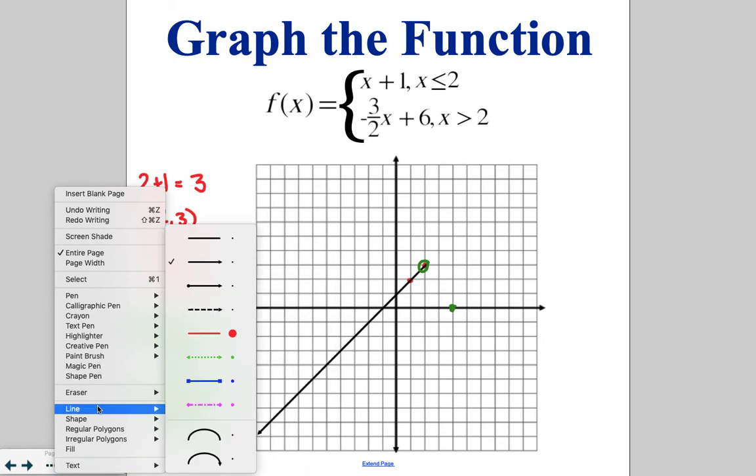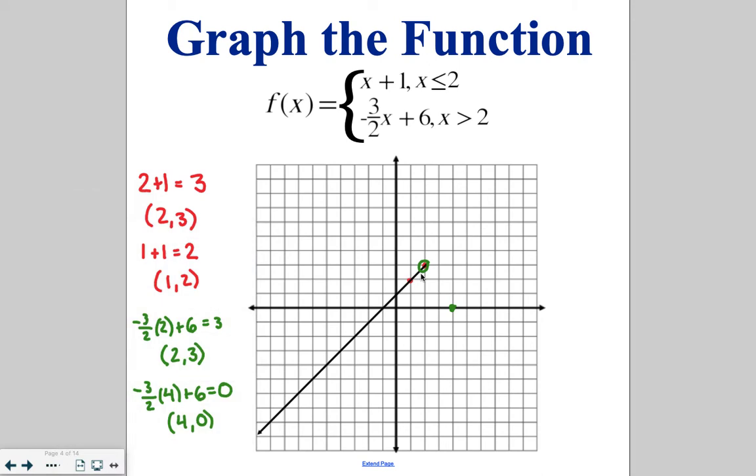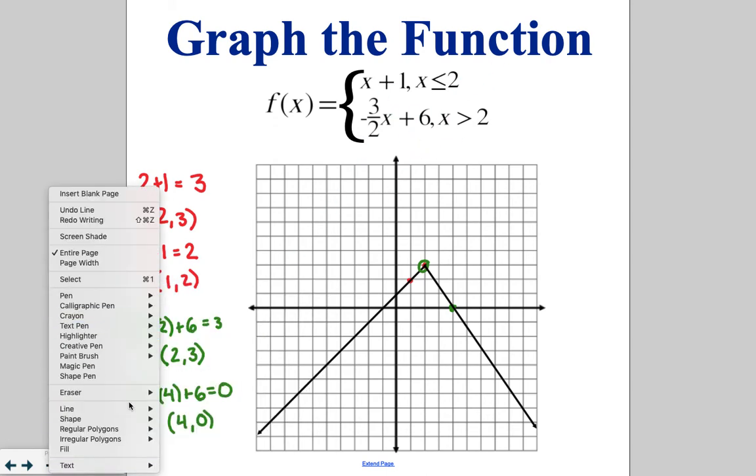Again, you're going to connect those points, starting at the first one you graphed, so starting at 2, 3, and then going through that second point you graphed, which was 4, 0, and continuing your line. And that gives us our piecewise function. The line on the left is represented by that first equation, and the line going to the right is represented by the second equation.